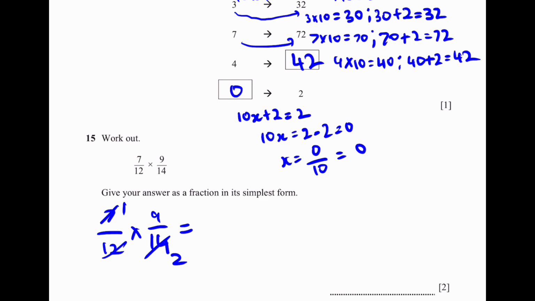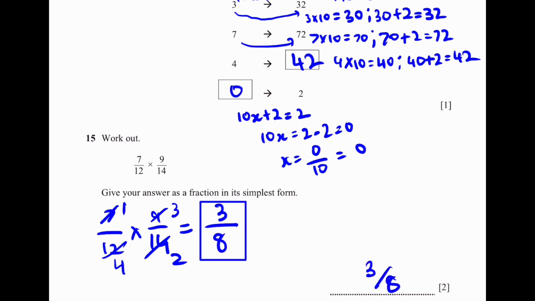12 and 9 are divisible by what? 3. So 4 and 3. 1 into 3 is 3 and 4 into 2 is 8. So this will be 3/8. Write that down.